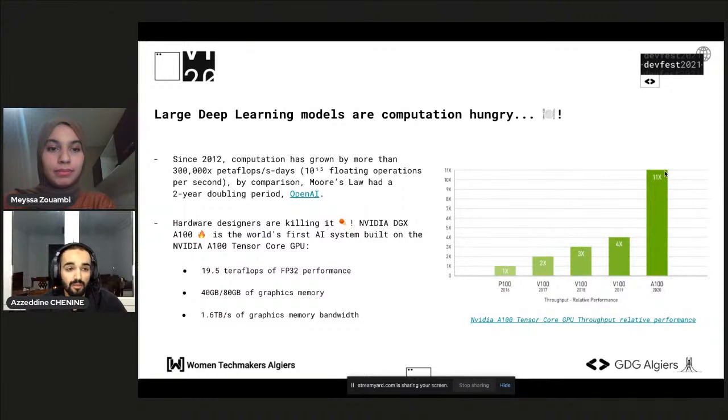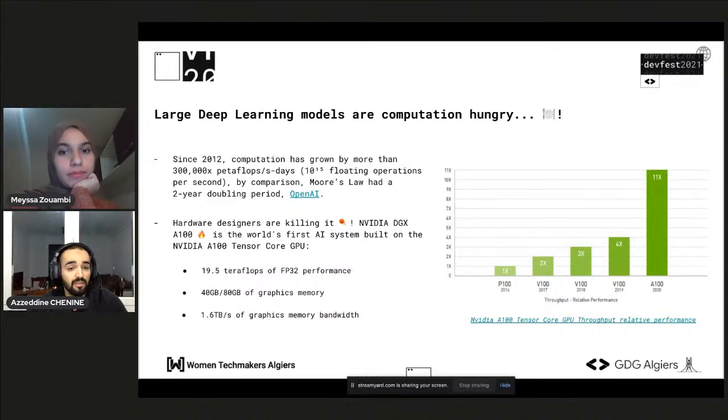So the hardware designers are also killing it. They didn't sit back and let the ML models eat their infrastructure. If you take the NVIDIA DGX A100, for example, it's the world's AI-first system built on top of the NVIDIA A100 GPU, delivering immensely big power. Compared with the P100, it is 11 times more. This is also more than Moore's law that we discussed before. For example, we have 19.5 teraflops of floating point performance, 40 to 80 gigabytes of memory, and 1.6 terabytes per second of memory bandwidth. This is also huge.